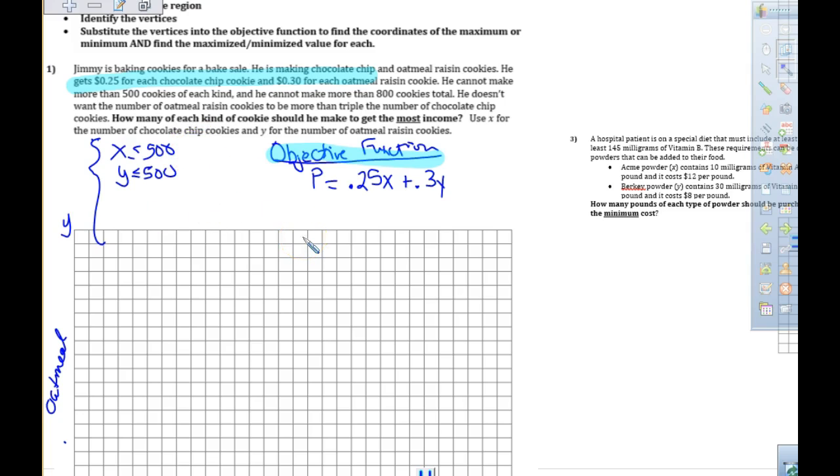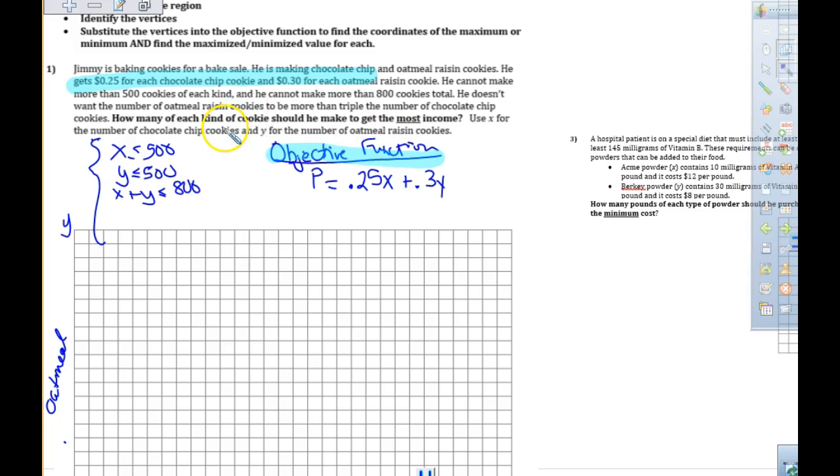If you are not on this page in your homework, we're doing this together. I'm trying to help you out. I need you writing all these different equations so that when you do the next ones on your own, you're going to have an idea, right? As we read through, the next part says they cannot make more than 800 cookies total. That is X plus Y has to be less than or equal to 800. Okay?